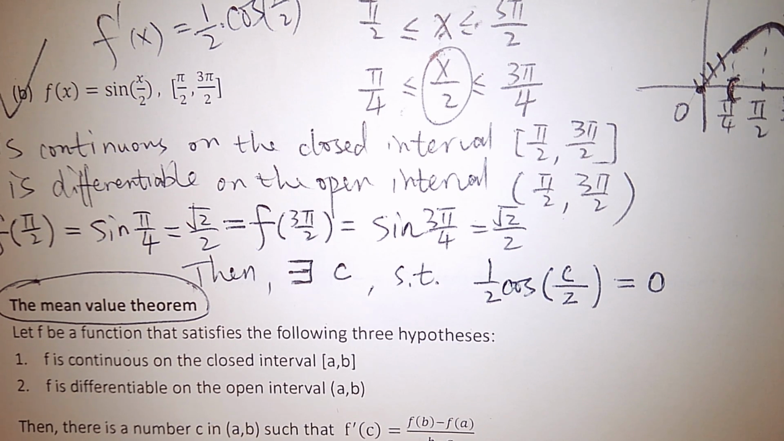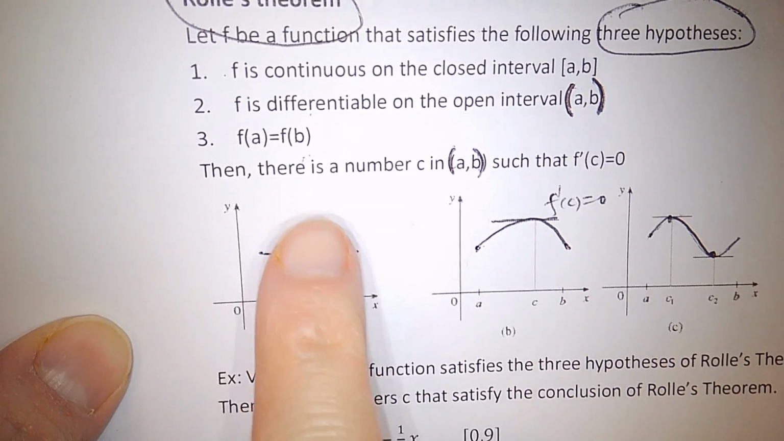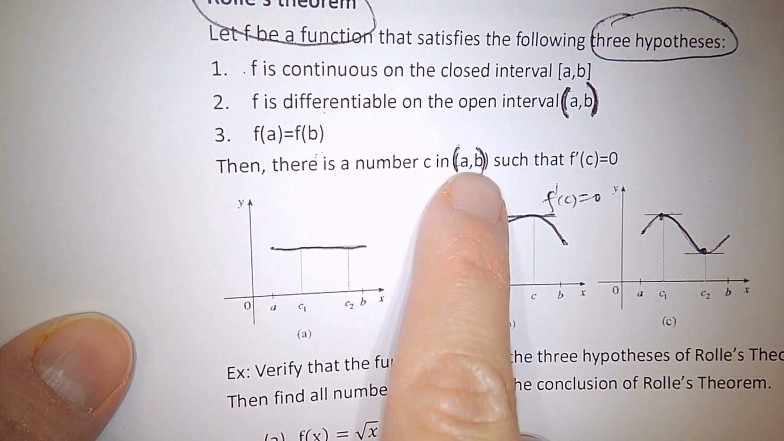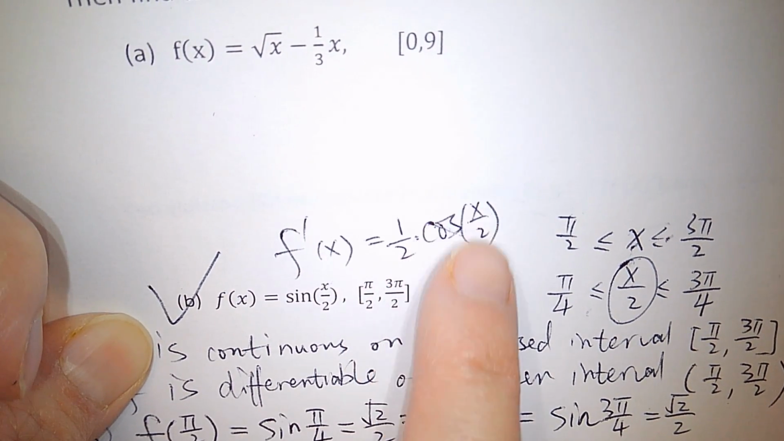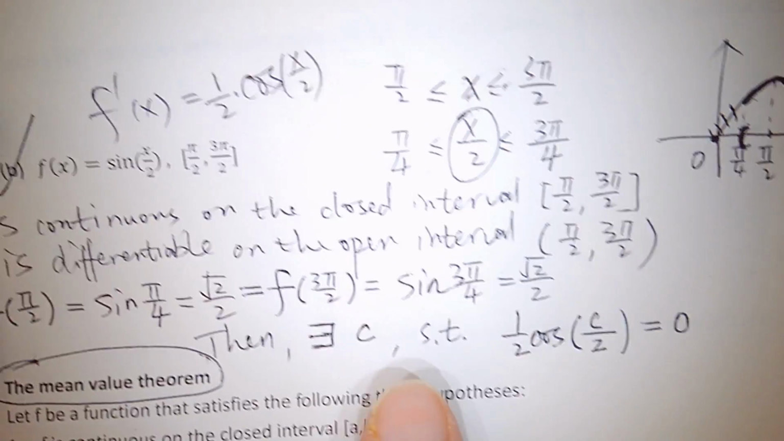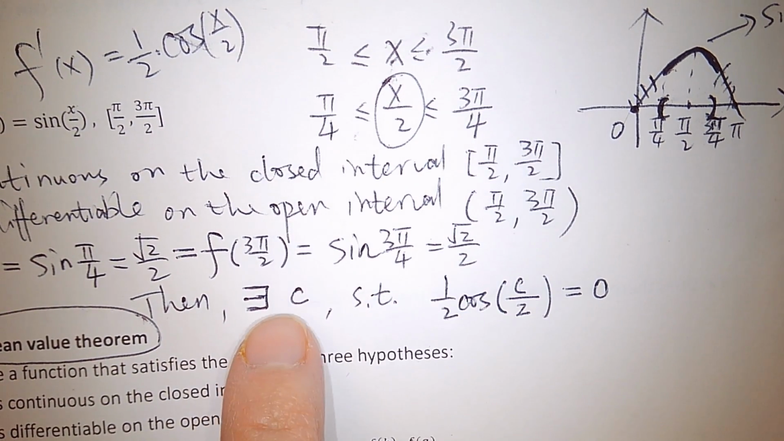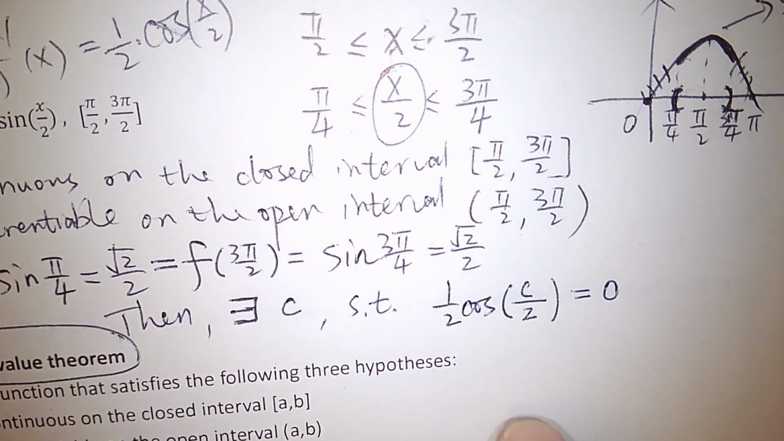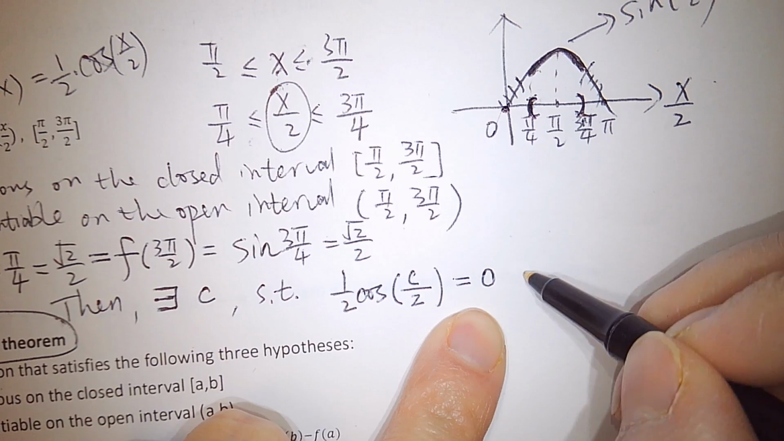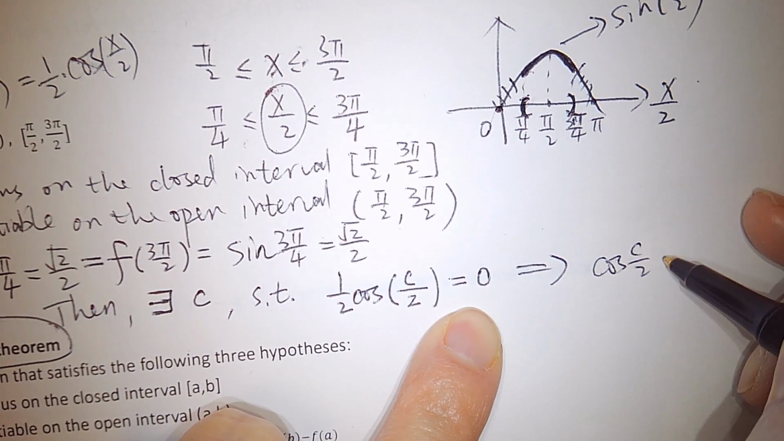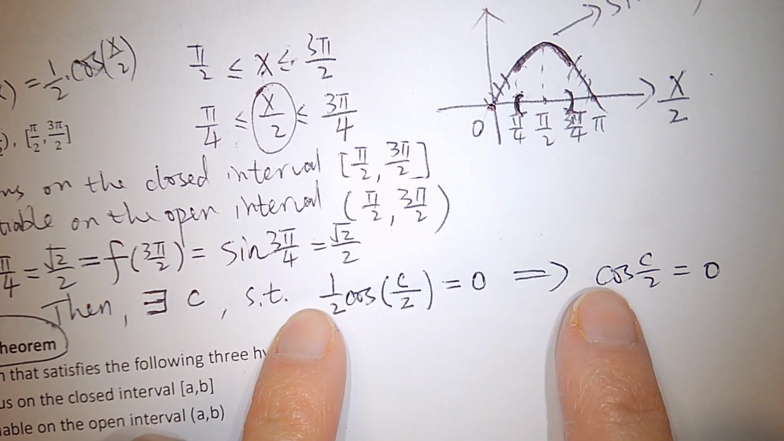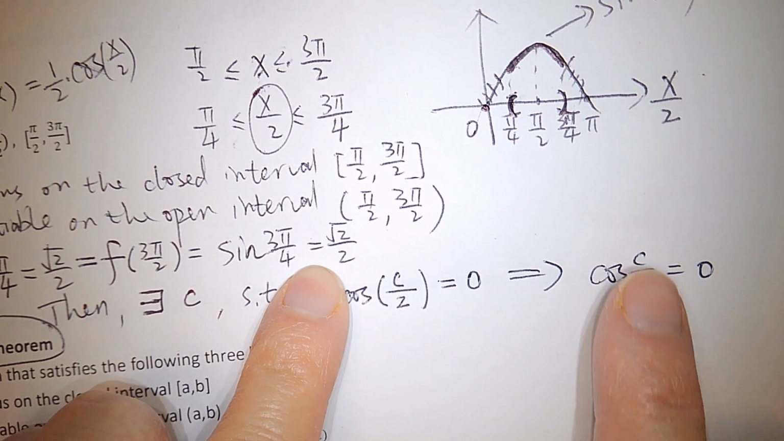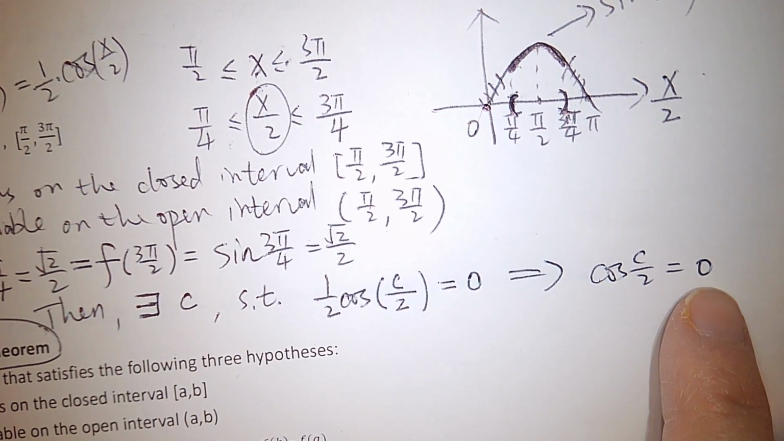You guys, everybody? See, the conclusion is there must be a C between a and b such that the derivative of f at C equals 0. So our function's derivative is 1/2 cosine of x over 2. F prime of C must equal 0. So we're going to find this C, right? So how? Cosine of C over 2 equals 0 implies cosine of C over 2 equals what? 0. Why? Because both sides multiplied by 2 give us what? Right side is 0, left hand side is cosine of C over 2. Cosine function equals 0.